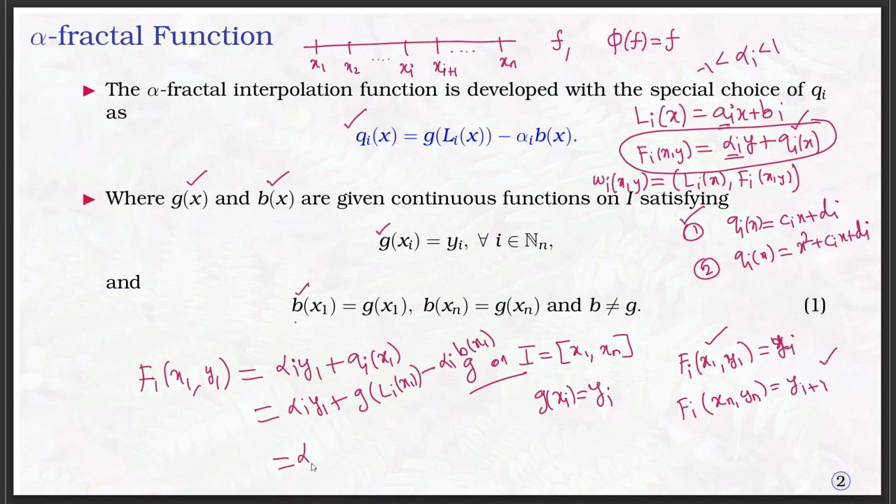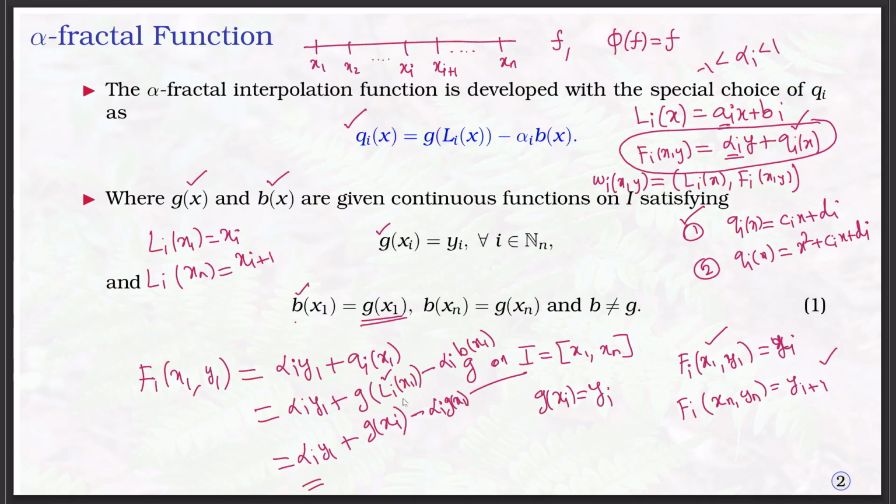Now, you can verify alpha i of y1 plus, we know that this Li satisfies two endpoint conditions. If you substitute the endpoints with respect to any Li, Li of x1 equals xi and Li of xn equals xi plus 1. So, here we will get g of xi minus alpha i b of x1, which is equal to g of x1.